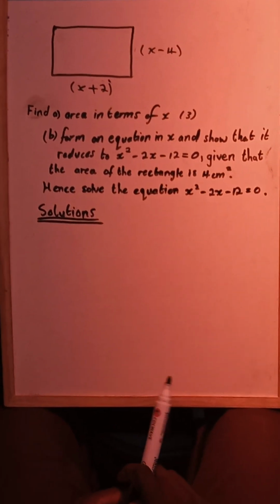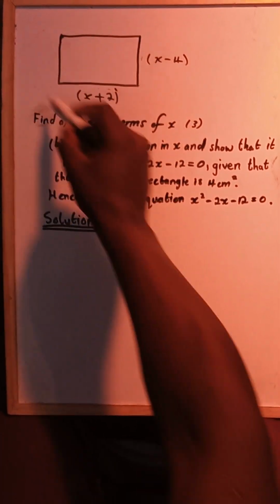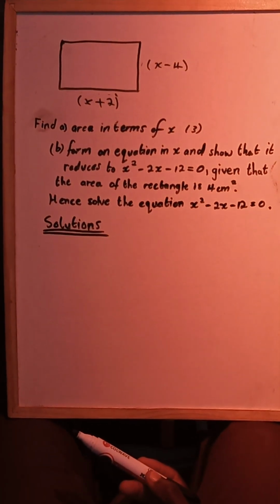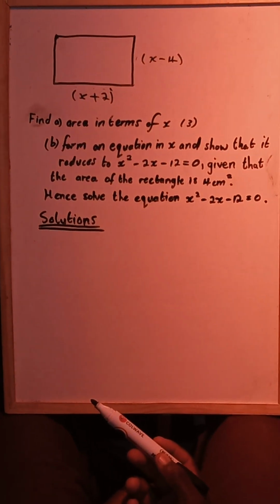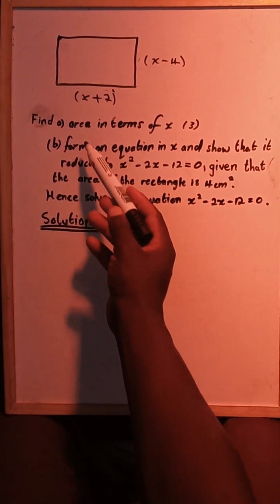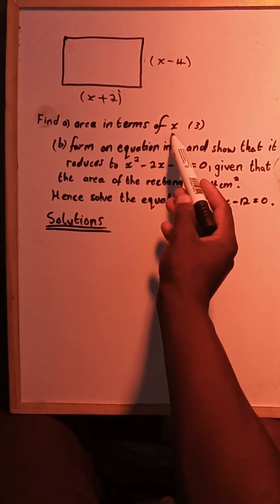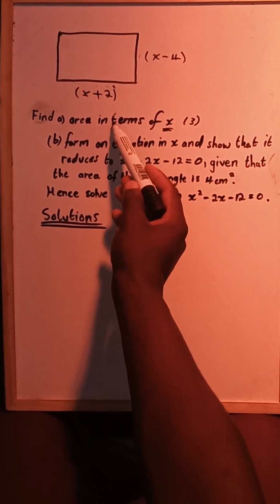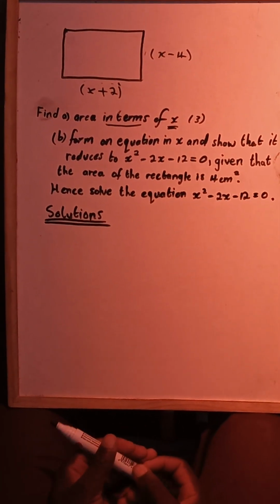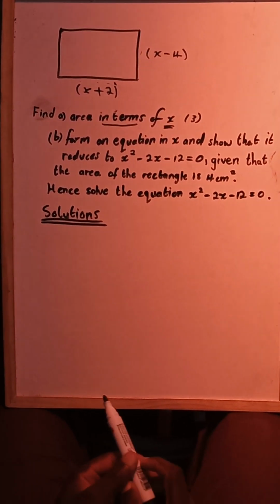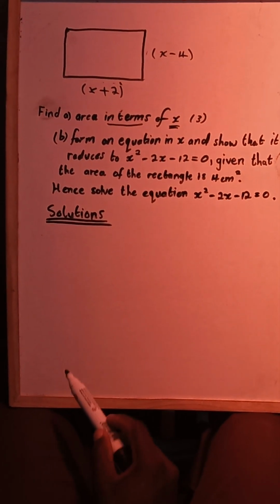We have got a rectangle, and this rectangle has its dimensions given in terms of x. They ask us to calculate the area of this rectangle in terms of x. So this means we just have to use the formula for calculating the area of a rectangle.